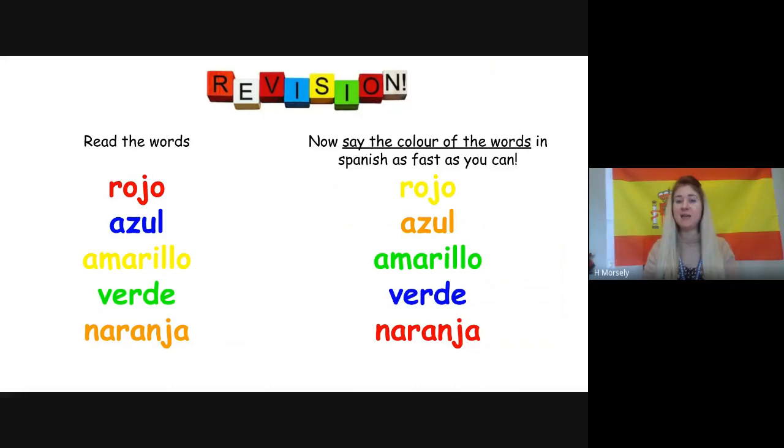Okay, so if you move to the column on the right, it says, now say the colour of the words in Spanish as fast as you can. So this time, it's a bit of trickery on the mind, okay? You'll be tempted to read the word. I don't want you to read the word. I want you to say the colour that the word is written in. So, for example, the first one is not rojo. The first one would be amarillo, because the word is written in yellow, and amarillo is the Spanish word for yellow. Okay, so pause this, say the words as fast as you can. Remember, it's the colours that you are saying, sorry, not the words.